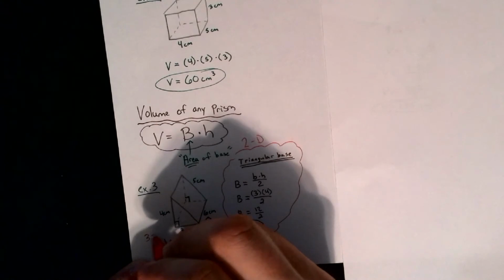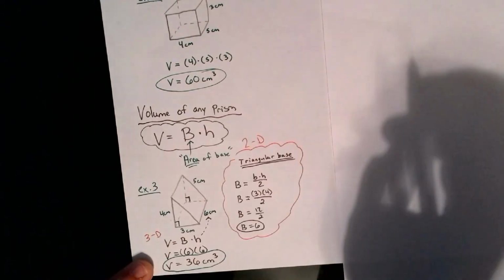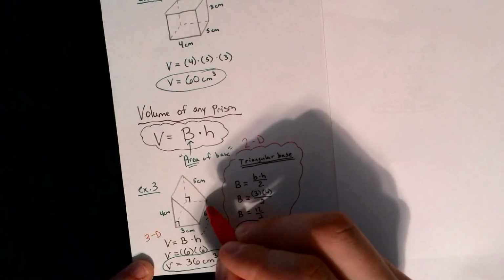But then when I use the formula for volume, the area of the base times the h, now the height of the prism, because this is now talking about the three-dimensional volume, the distance between the two bases, is 6. So I put that value of 6 right in there for height.